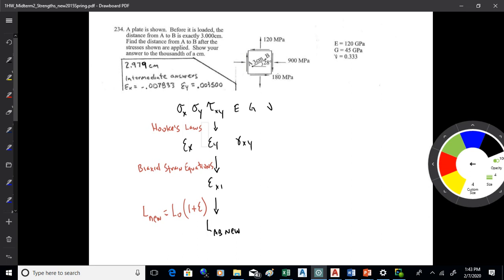Okay. All right, so that's kind of the flow chart. So that's really what I want you to understand, is you use Hooke's law to get from stress to strain. The strain is really kind of related to deformation. But now you've got the strain at an angle for AB, so you've got to use the biaxial strain equations to get to that. And then after you've done that, you want to find the new length using the strain, okay?